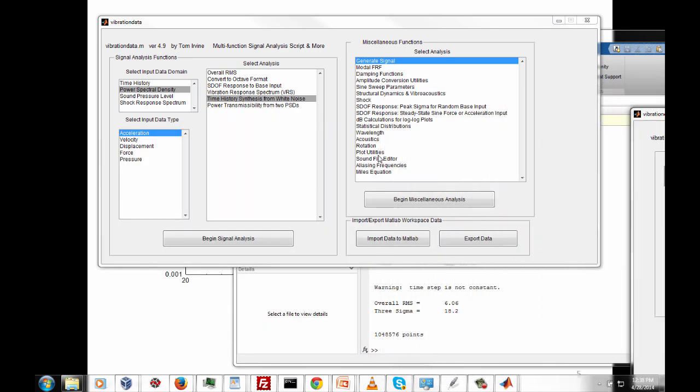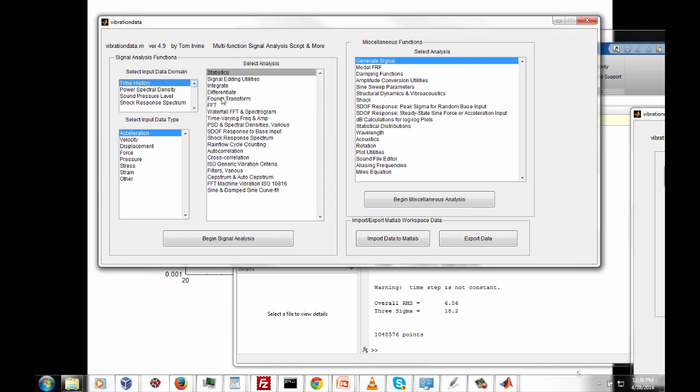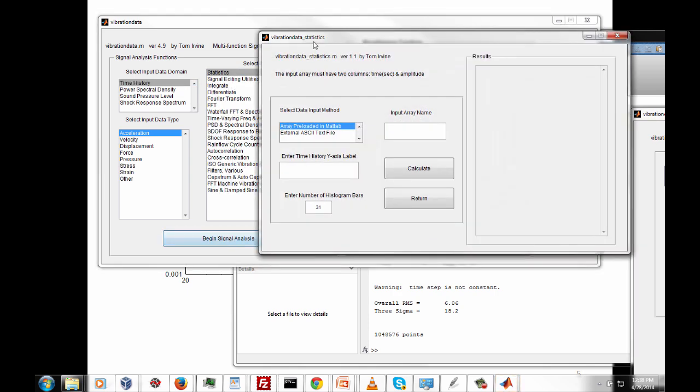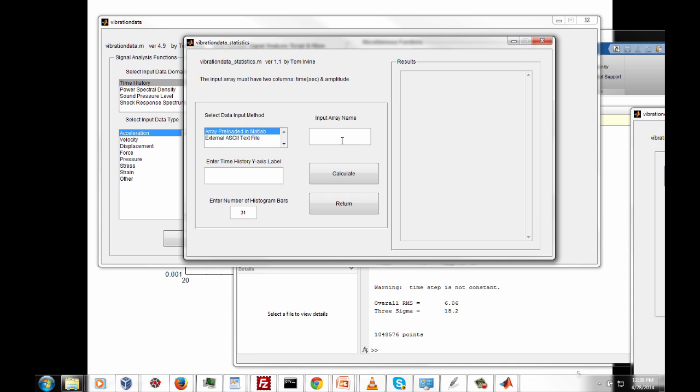Another thing we could do, just as a review exercise, is go to time history and go to our statistics function. We can input our input time history, input_th, acceleration in g's along the y-axis, and we can get some more descriptive statistics for our signal.